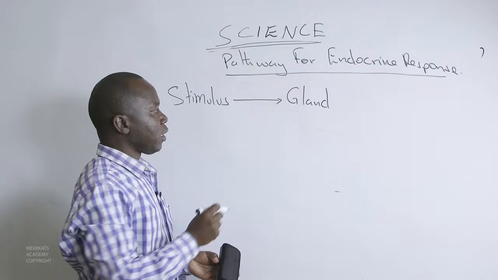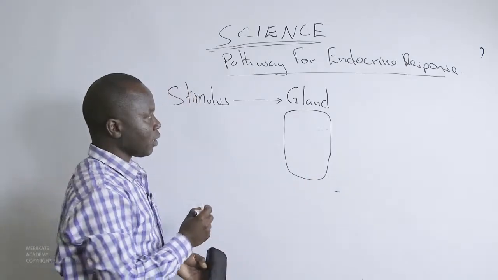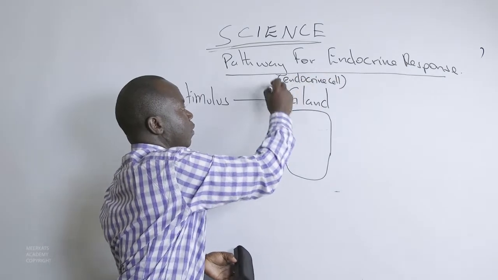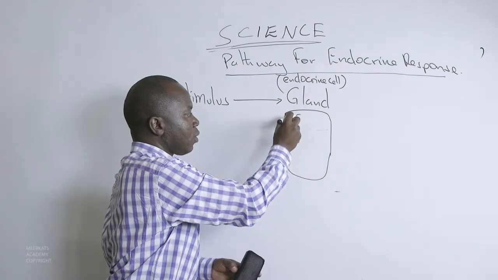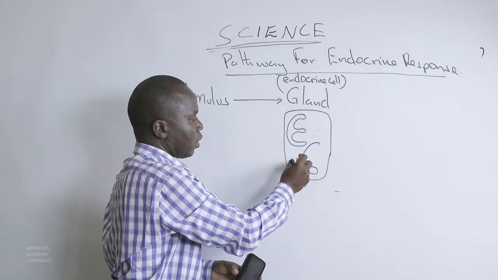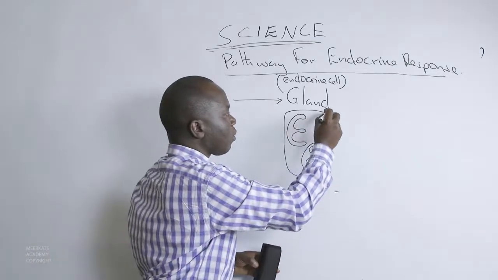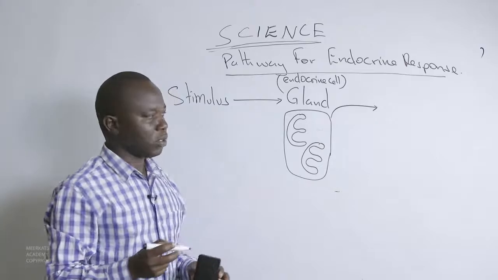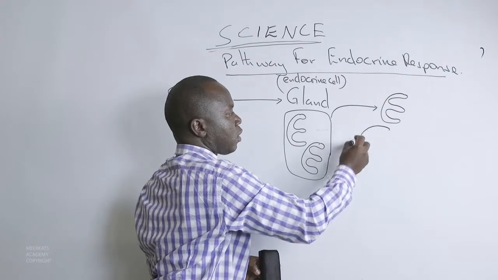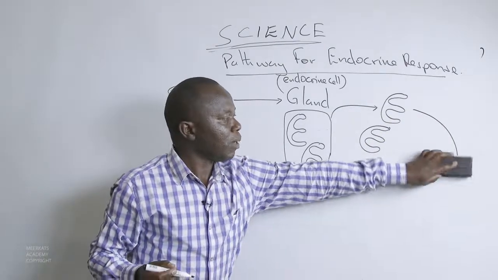A gland. Let us assume that gland has that structure, or endocrine cell. In that cell we have hormones. I'll use this to show hormones. Let's assume that we have hormones in this cell. After detection of the stimulus, this cell is going to release the hormones. These are the hormones. Those hormones will now get into the bloodstream.